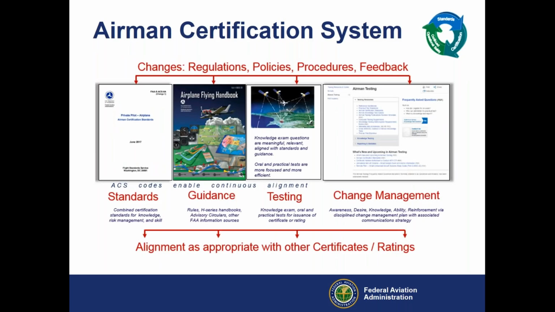Okay, a little bit of background before we get going. The ACS is the standard for airman certification. It is the system that the FAA, evaluators, instructors, and applicants will use in the certification process. As you can see, testing for the knowledge test and the practical test begins with the ACS. It is the standard. The standard then drives guidance. In the case of the ACS, guidance is FAA handbooks and other FAA publications.